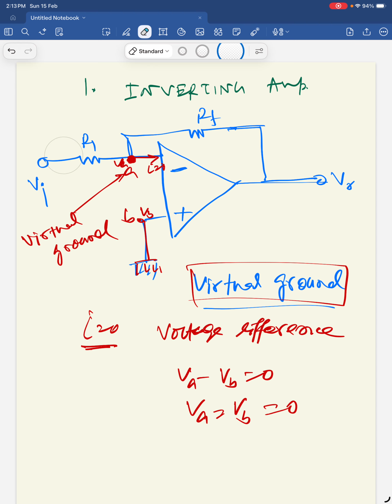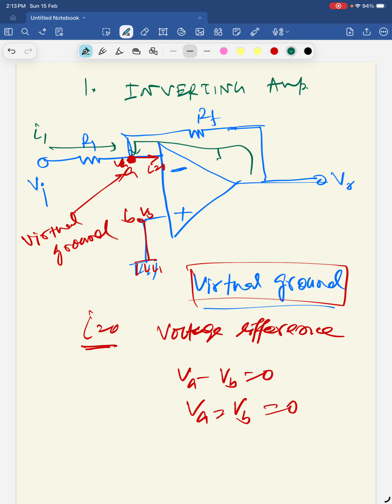Now we'll mark some current directions. In this direction, this is input current I1, and let us consider this is the feedback current IF. What should be the current I1? Current is flowing from higher voltage to lower voltage. Higher voltage is Vi minus this potential 0, divided by R1. Voltage by resistance is current as per Ohm's law. So it gives Vi by R1. This is expression number one.